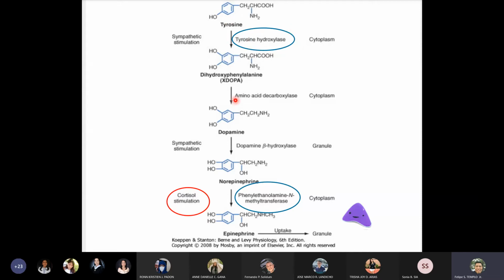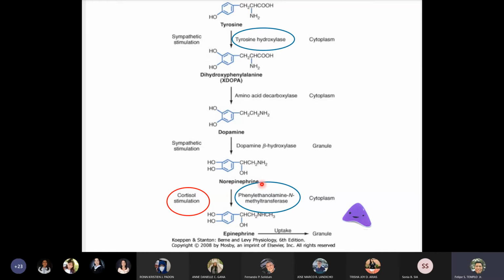So tyrosine becomes your L-DOPA. Your L-DOPA will become your dopamine via the amino acid decarboxylase. Your dopamine will become your norepinephrine via the dopamine beta hydroxylase, now occurring inside the granules. I'll show you a photo later.